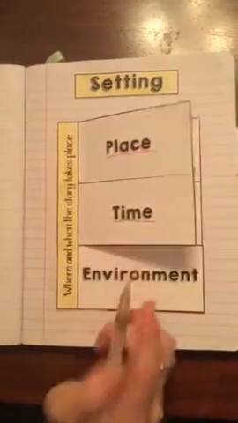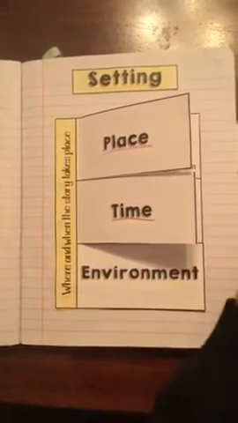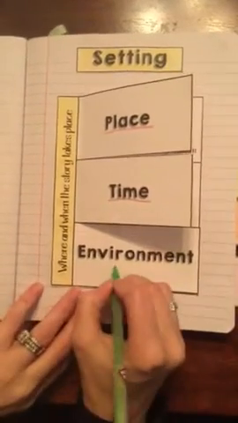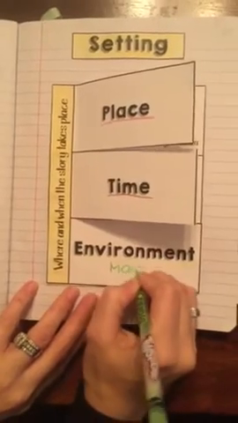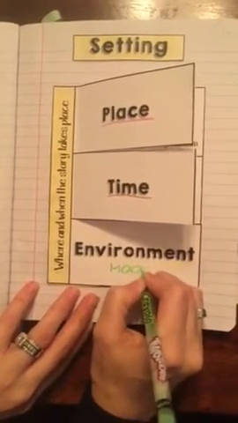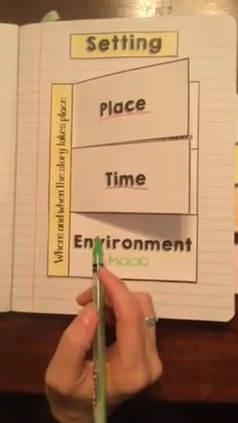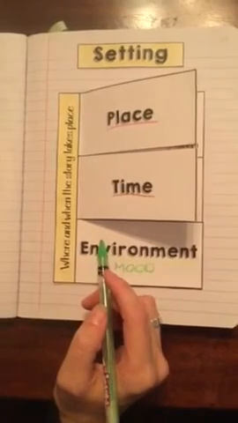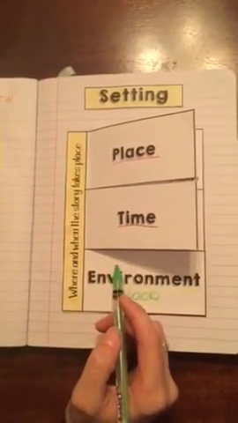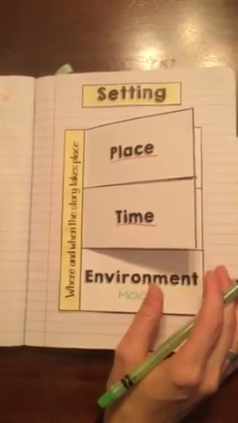And then finally, probably the trickiest element of setting is the environment. Sometimes it's also known as the mood. So in my green, I'm actually going to write underneath here, I'm going to write the word mood. Really, the setting is not just the place and time, but what can you see in that area? What does it feel like? Is it hot? Is it muggy? It's the environmental. Is there a tornado coming? There's environmental pieces to the setting.